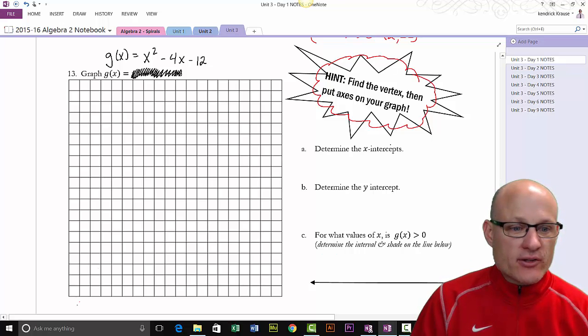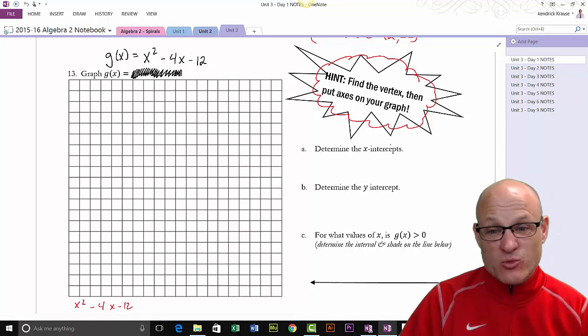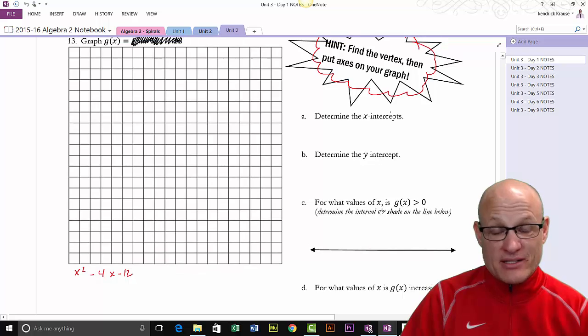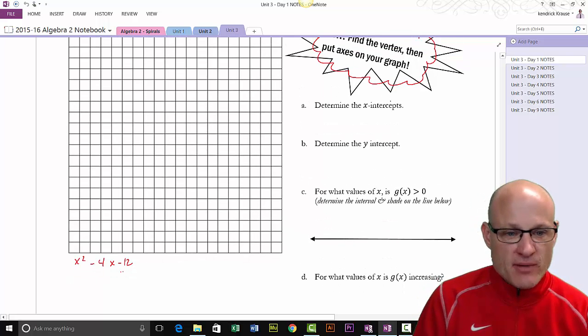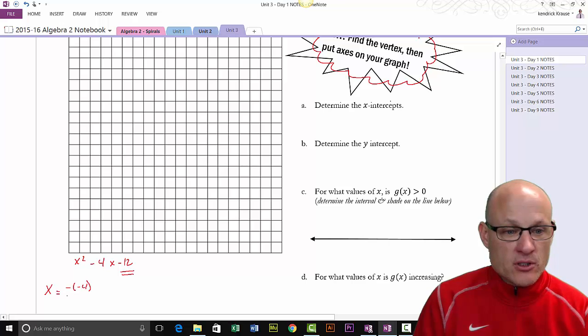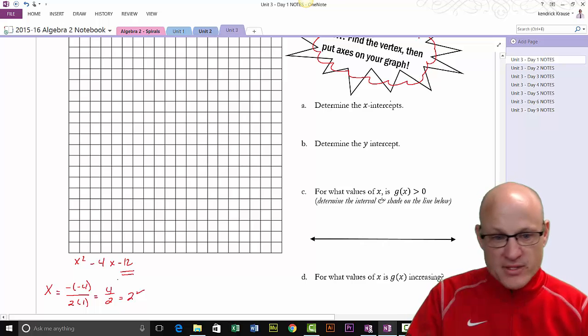Let me write this function down here. It's x squared minus 4x minus 12. Notice my y-intercept is negative 12. That's already off a normal 10 by 10 graph. So I don't want to put my axes right in the middle because this is my y-intercept. So first thing I'm going to do is find my axis of symmetry, which is negative 4 over 2 times 1, which is 4 over 2, which is just 2. Okay. I found my axis of symmetry.